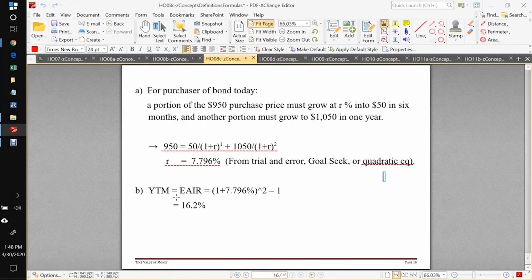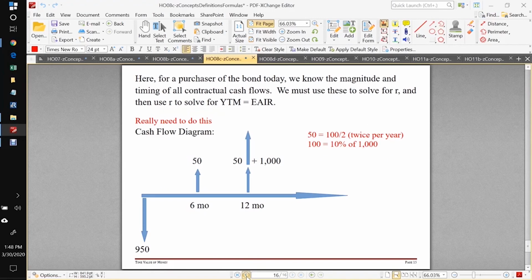Okay, so once we have the R, we know the YTM is equal to the EAIR, we know the formula for EAIR, and we just plug that in. And so the yield to maturity would be 16.2%. And with the yield to maturity in our pocket, we could compare this potential bond to many other potential bonds.